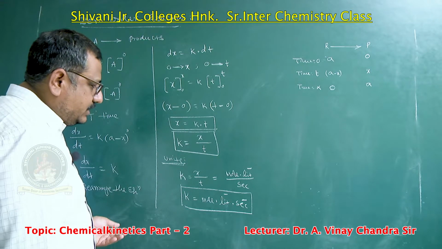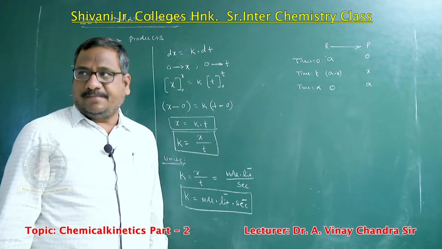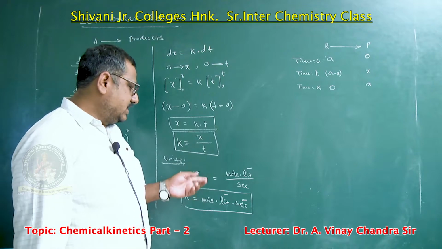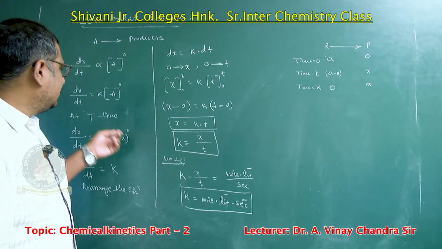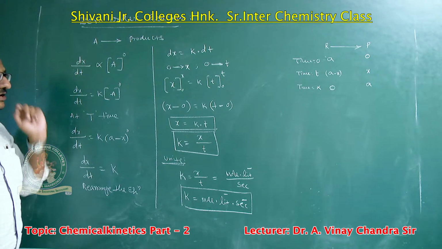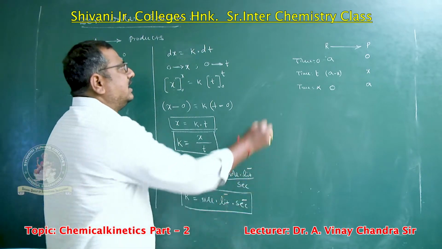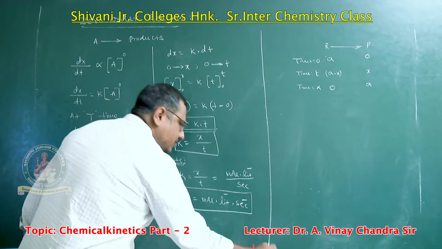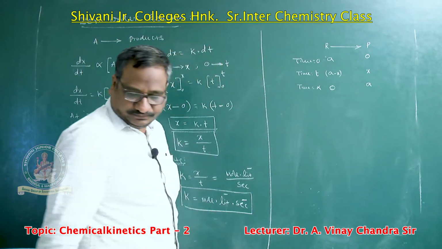Zero order units and rate of reaction units are both the same. The zero order unit is K is equal to x by t, moles per liter per time. Rate of reaction means dx by dt, moles per liter and time. So these units and those units are both equal. And now the generalized units for order of reaction.